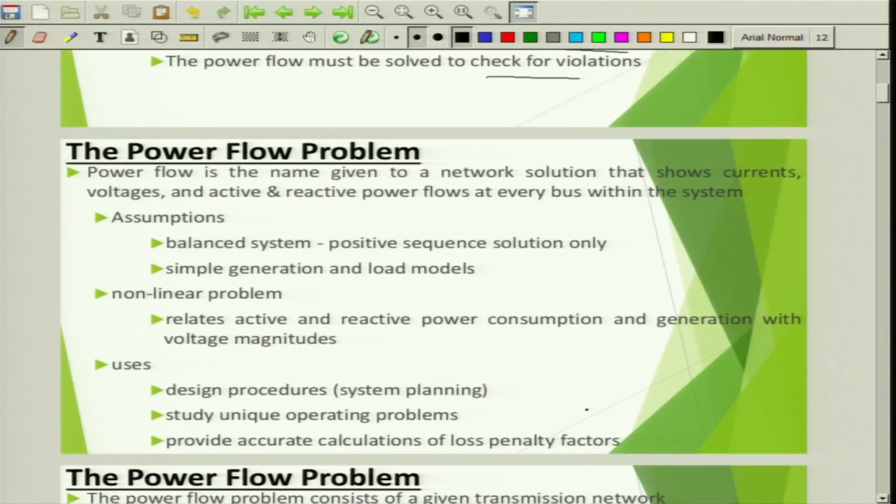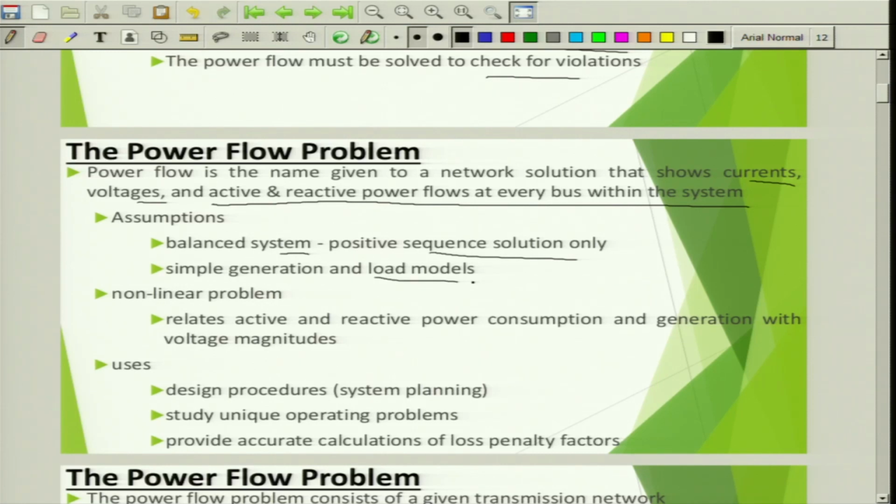So the power flow is the name given to a network solution that shows currents, voltages and active and reactive power flows at every bus within the system. Some assumptions: we consider a balanced system, positive sequence solution only, right. We seldom find negative sequence parameters. In transmission level it is more or less balanced only. Basically in a distribution system you may find unbalance. Simple generation and load models are considered.